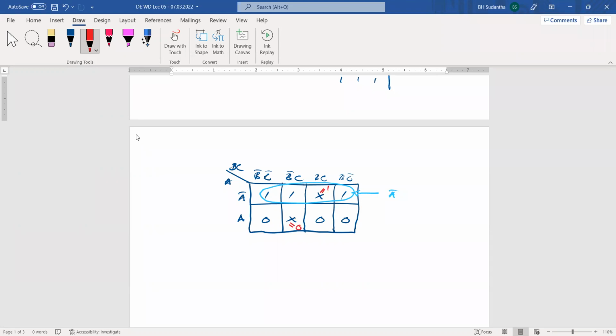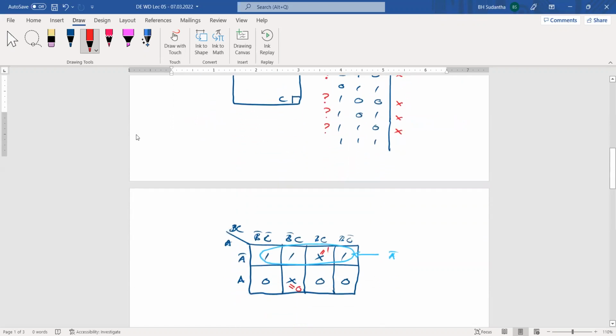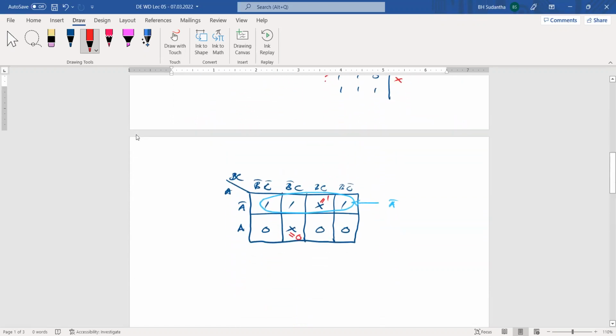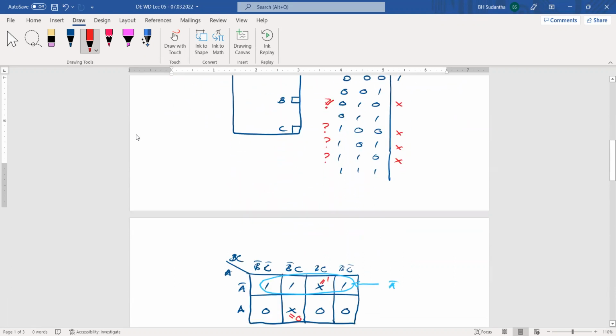But the problem is that in the same map, in one place we consider this X as 0, in another place we consider this X as 1. Is it possible? Yes, it's possible. It's not fair, but for the map, it's possible. Why? These are don't care states. These conditions never come true. Because of that, whatever you need, you can do. Then the solution for this one is the same. If you want, you can consider this X as 1 or this X as 0. X means don't care state.